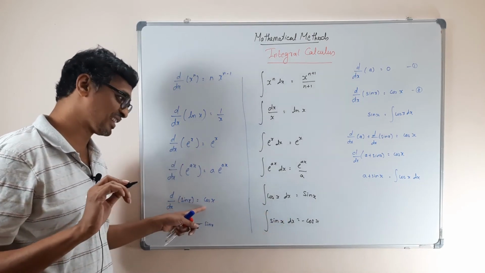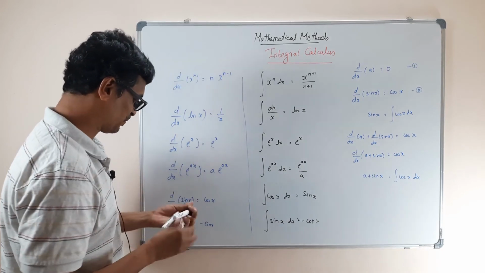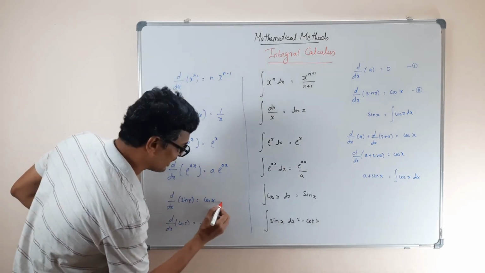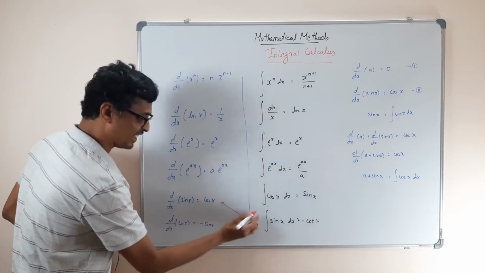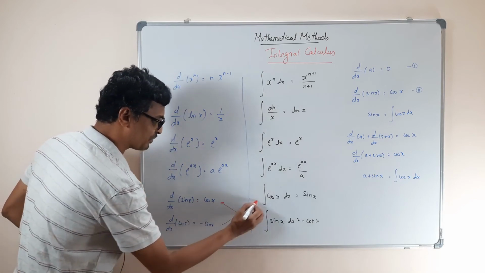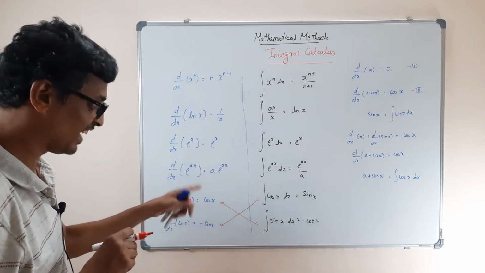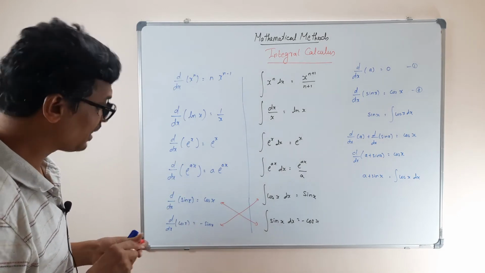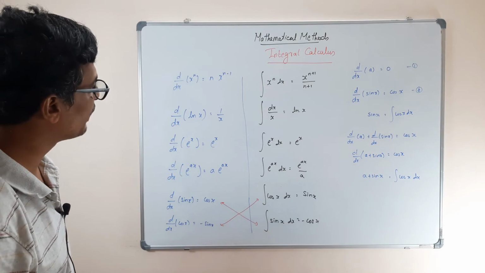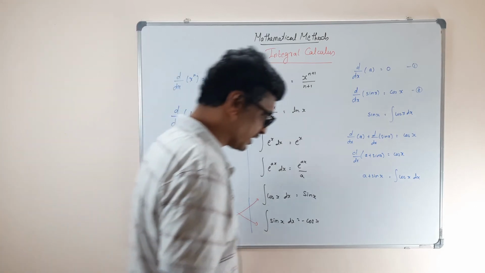Differentiation of sin x equals cos x. You see these two. So these are basically the two things, right? Differentiation of sin x, integration of sin x, differentiation of cos x, integration of cos x. Okay, so only the sign reverses. You got it? So this is the way we can actually get all the derivatives.